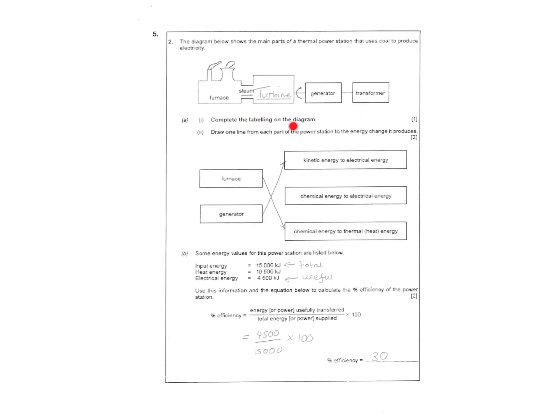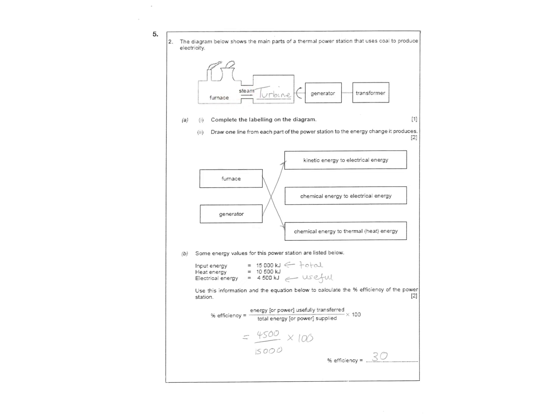Complete the diagram by labelling the information. So furnace, the steam spins the turbine, which makes the generator, which goes to the transformer, which goes to the national grid. The generator is this bit by here, which turns kinetic energy from the turbine into electrical energy to the transformer. The furnace turns chemical energy into heat energy.